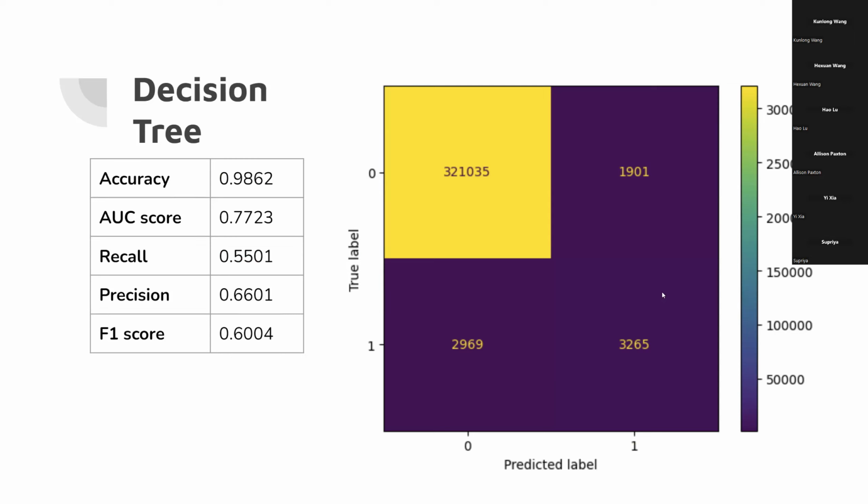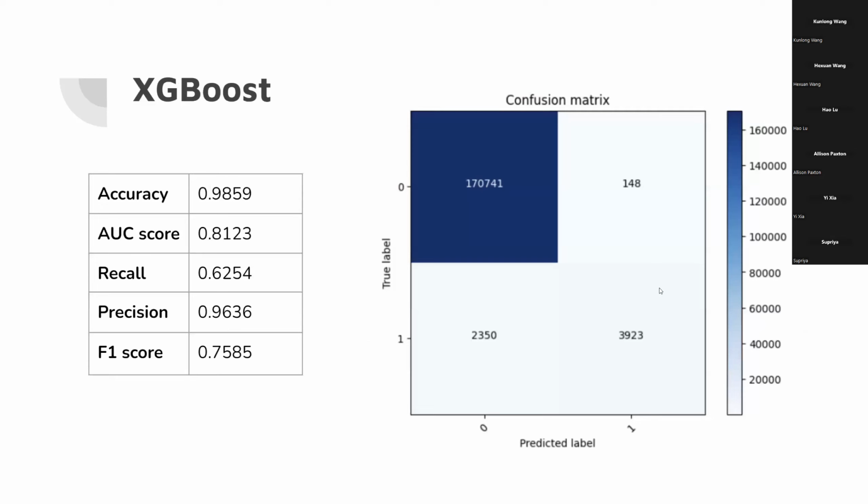Anyway, the metrics that you see here are an average of the 10 folds of stratified cross-validation using the best parameters found, and the standard deviation of these metrics was less than 0.01. The confusion matrix shown is the result of only one of these folds. Next slide.